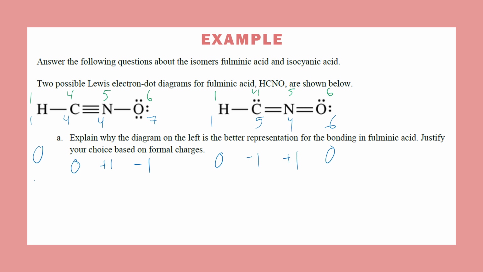So they already told us the left one is better. But the reason why is that it puts the more negative formal charge on the more electronegative atom. So oxygen has a much greater electronegativity than carbon or nitrogen. And because of that, it is more likely to have that negative formal charge compared to the carbon having it on the other structure.